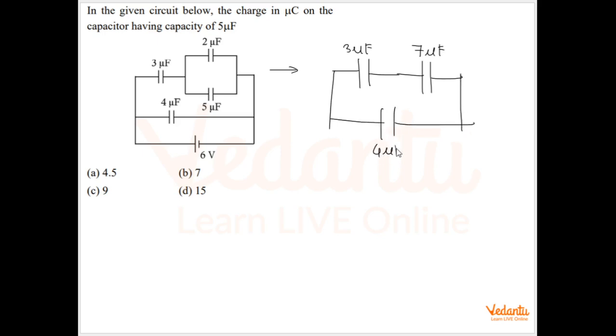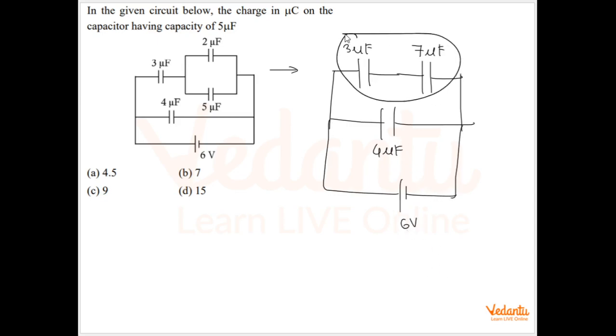This is 4 microfarad and this is 6 volts. Now, this 7 and 3 are in series. We can simplify that further and that will become 21 by 10, so 2.1 microfarads.